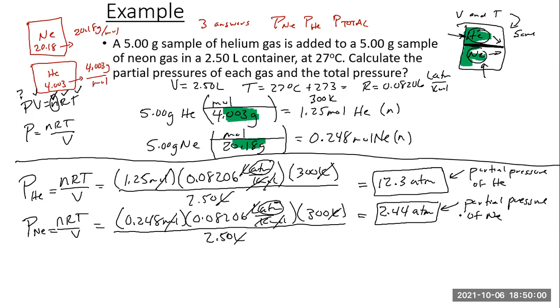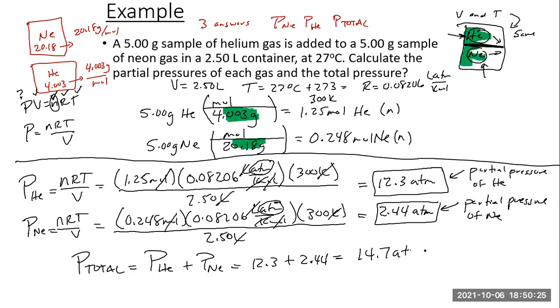Remember that we're also looking for the total pressure. In this case, the total pressure is made up of all the gases that are present. So that would be the partial pressure of helium plus the partial pressure of neon, 12.3 plus 2.44 atmospheres. That gives us something like 14.7 atmospheres as our total pressure, really the contribution of both helium and neon in this particular case. Any questions on that there?